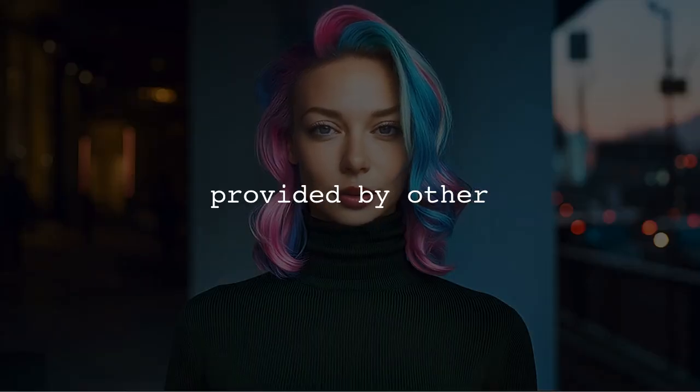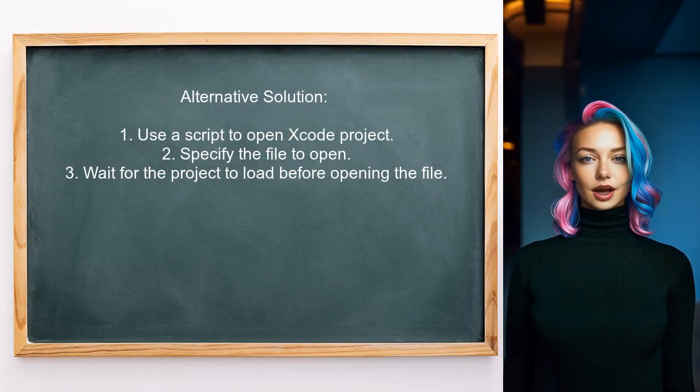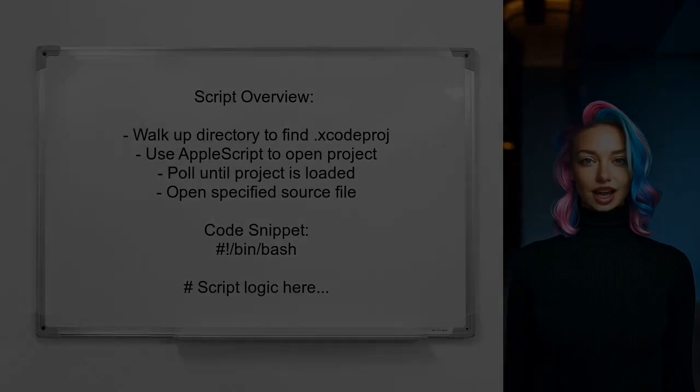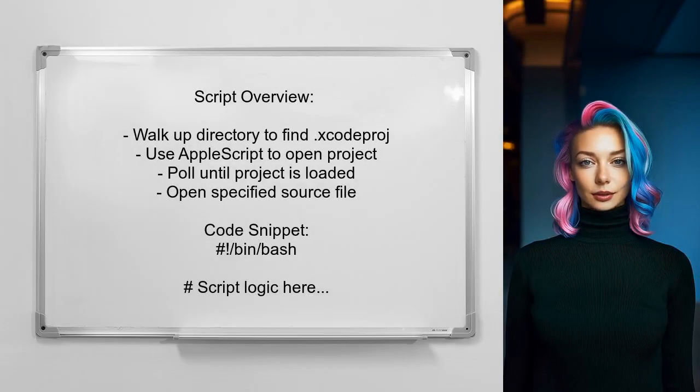Now let's look at the answers provided by other users. An alternative approach shared by a user involves using a script to open an Xcode project and specify a file to open. This method utilizes the loaded property of Xcode's workspace document scripting class. The script walks up the directory tree to find the Xcode project, then uses AppleScript to open it. It checks if the project is loaded, and if so, opens the specified source file in the existing project window.